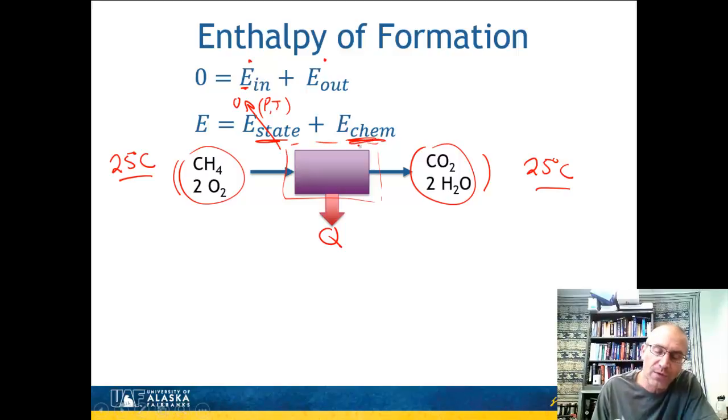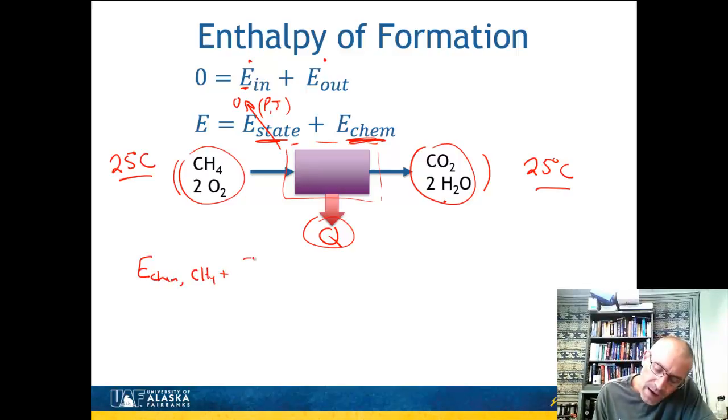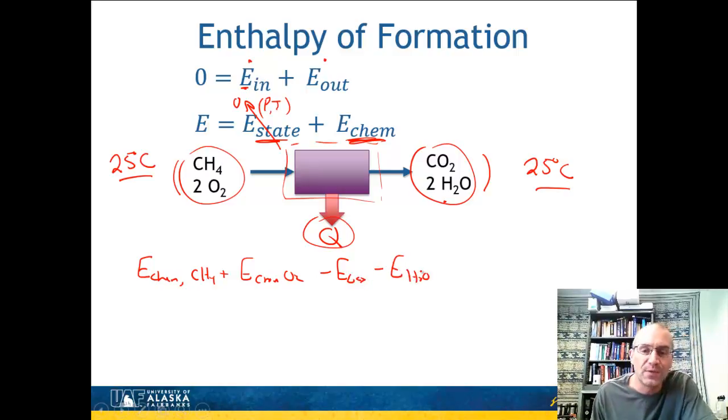However, this term right over here isn't going to be 0 when I add up the products and the reactants differently. In fact, I know it doesn't have to be because I need to be able to calculate a positive value of Q. We know that heat is going to be given off. And so what I'm going to be looking at is the energy of the chemistry of the CH4, adding it to the energy of the chemistry of the O2, and then subtracting the energy of the CO2 and subtracting the energy of the H2O. And the difference between those is going to give me this value of Q.